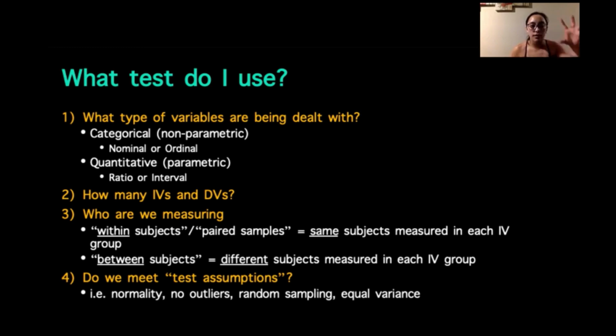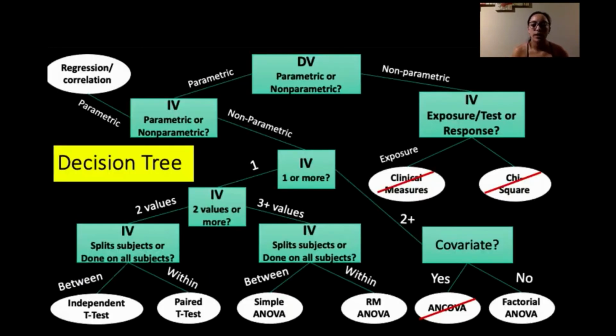Right? But considering all of these 4 key questions, we can create this thing called a decision tree. And you can see it usually is going to start with the dependent variable. So we assess if our dependent variable is parametric or non-parametric. In our class, all of our tests are going to have a parametric dependent variable. So you should never get the classification of a dependent variable wrong, unless it's between ratio and interval, but those are your only 2 options.